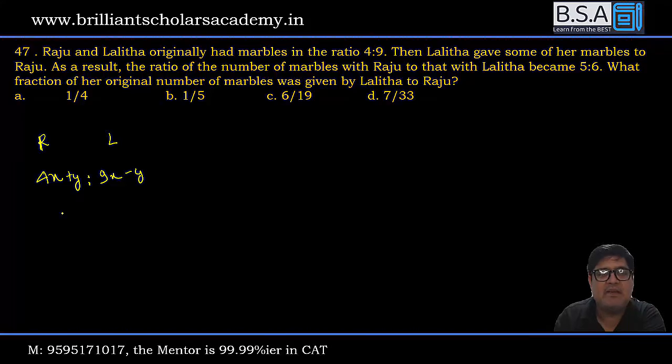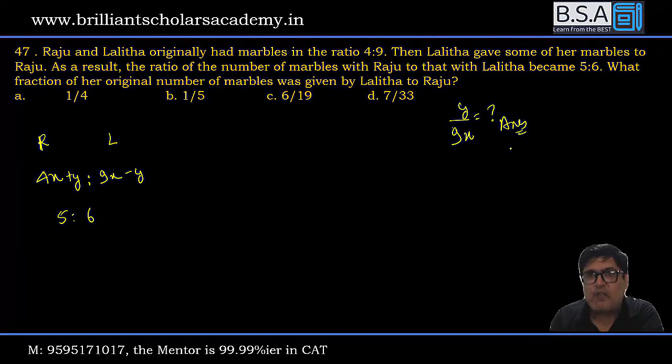The ratio of these numbers is 5/6. The question is, what fraction of her original number of marbles was given by her? Original number of marbles were what? 9x. So out of this, how many marbles is she giving away? This is the answer you want. Please pay attention. Fraction of original marbles she had, to that, how much is she giving? She is giving away y marbles divided by original marbles. That is the question. So I will rearrange all of this. I should have written this properly in this manner. Fine, I can correct that.